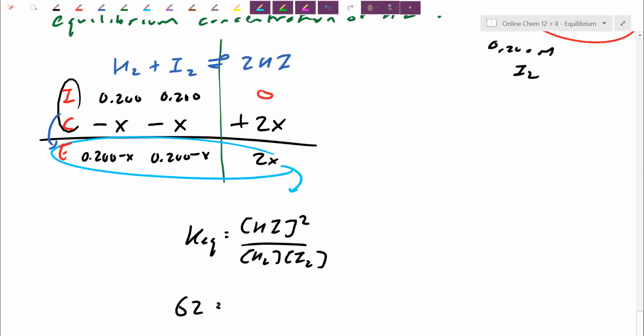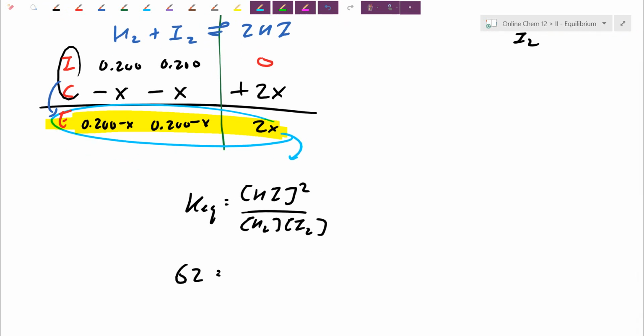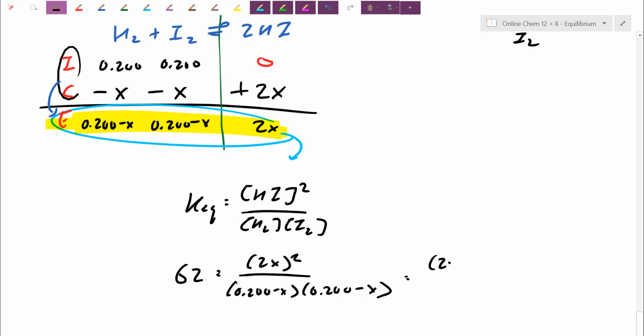My placeholder for the HI at equilibrium, you're only going to punch in the equilibrium row for the time being. So you're going to punch in 2x all squared divided by, on the bottom, they kept the numbers fairly simple, 0.200 minus x, 0.200 minus x, and in fact, this is actually going to be 2x all squared over 0.200 minus x all squared.